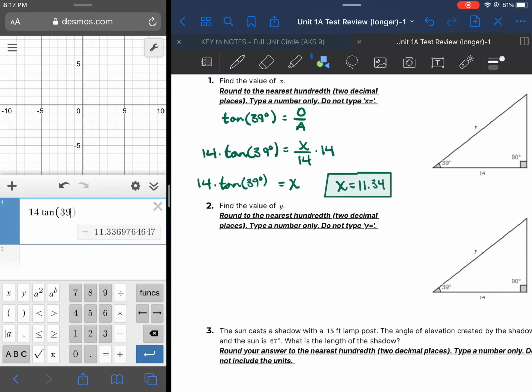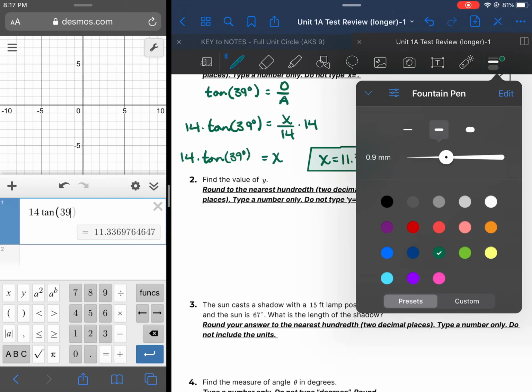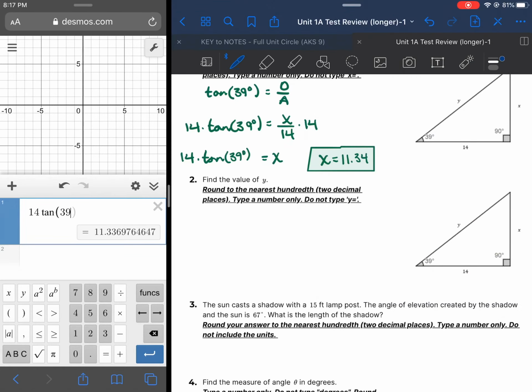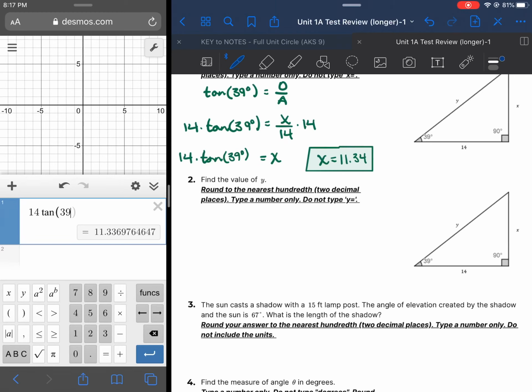Okay. Now let's look at question number 2. Question 2 says to find the value of y, and notice that the triangle is the exact same from problem number 1. So this time when we're looking at y, notice that y is the hypotenuse since it is directly opposite of the 90-degree angle. So we know that 14 is the adjacent leg to 39, and again we know y is the hypotenuse.